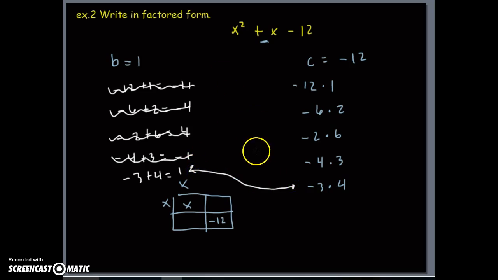So we can go ahead and write our answer in factored form. We've got x, and since this 3 is a negative, we can just say minus 3. And it's a positive 4, so we can say x plus 4. And we now know the rest of this box.